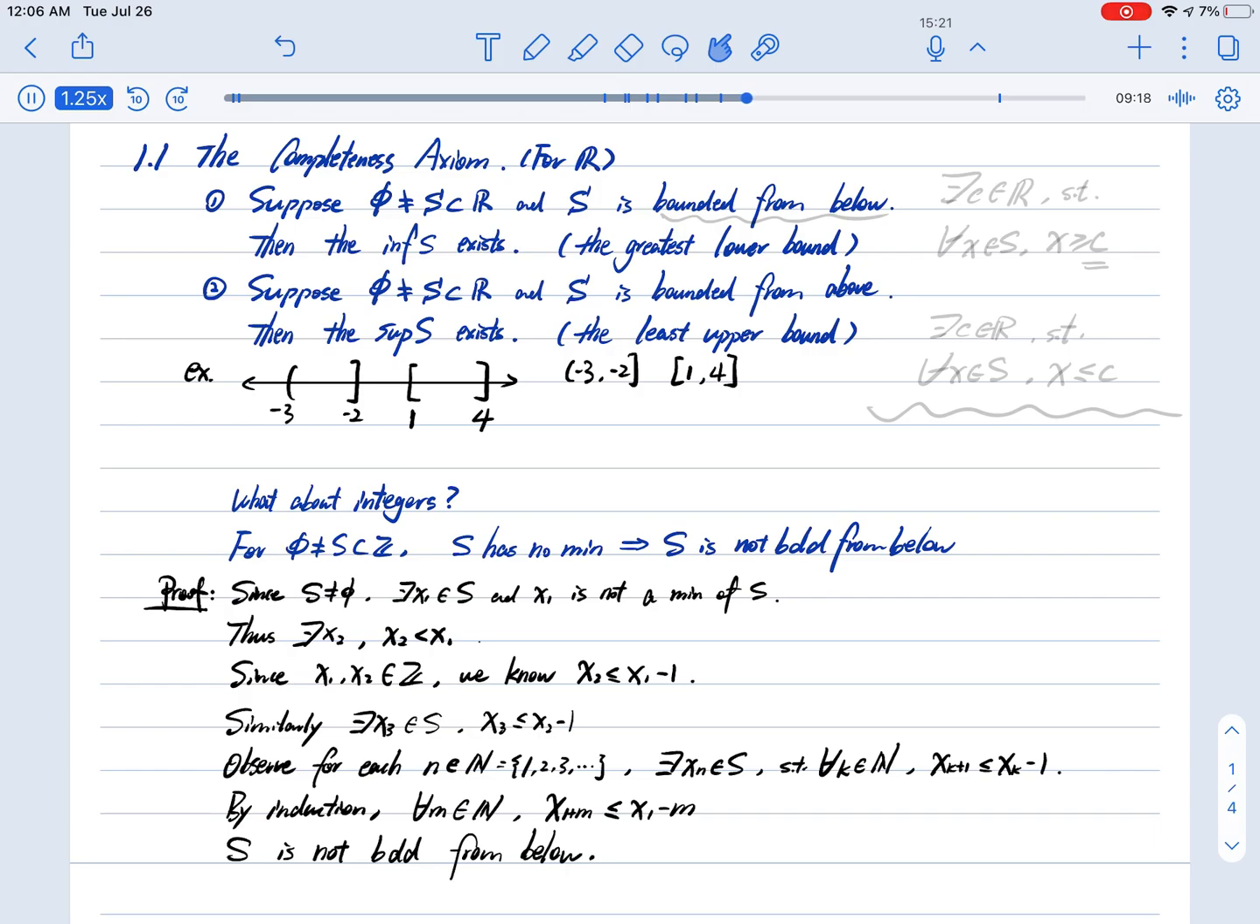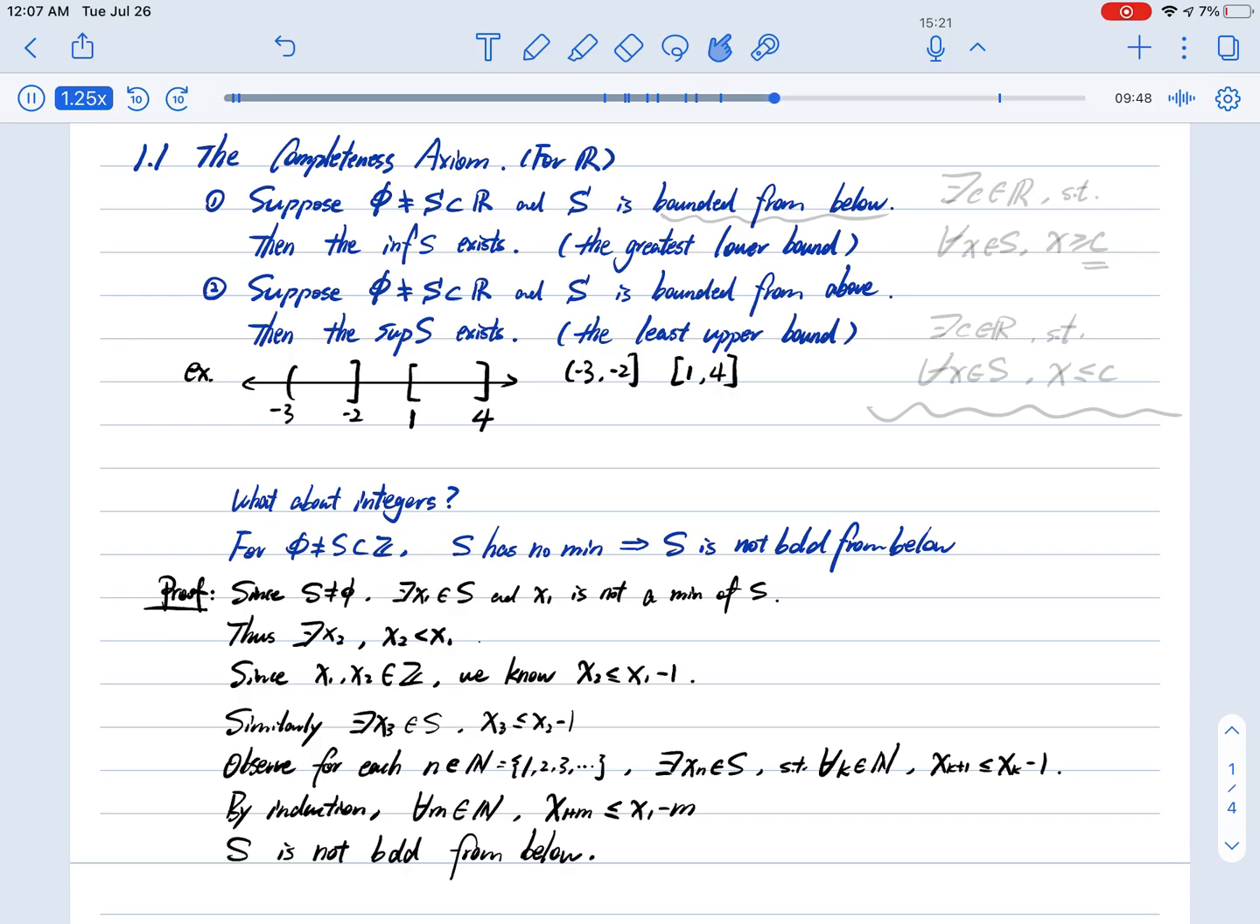To study boundedness, we have to know that there are two parts of it. The first one is, suppose there is a set S, which is a non-empty subset of the real numbers, and we know that S is bounded from below. Then we know the infimum of S exists. What does it mean? The infimum of S means the greatest lower bound.